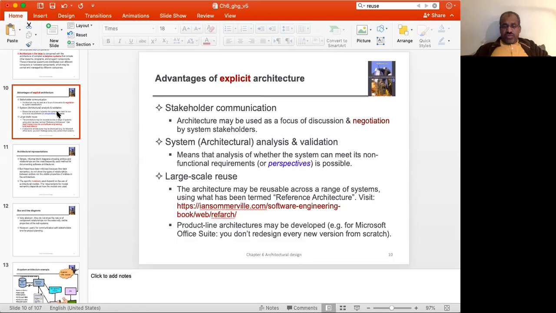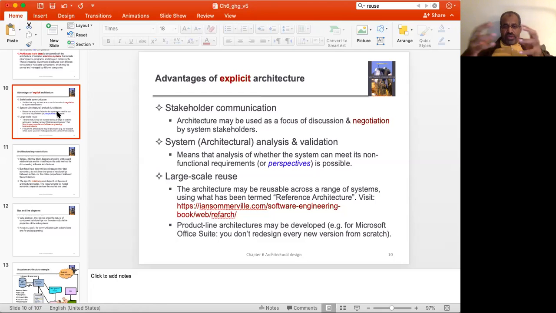One other important advantage of the architecture is that it supports large-scale reuse. I remember we mentioned things about reuse when we discussed object-oriented modeling, that the idea of class and class hierarchy supported reuse, the encapsulation of functions and data into objects that facilitated reuse to some extent. We have here another type of reuse at the architecture level, large-scale reuse.